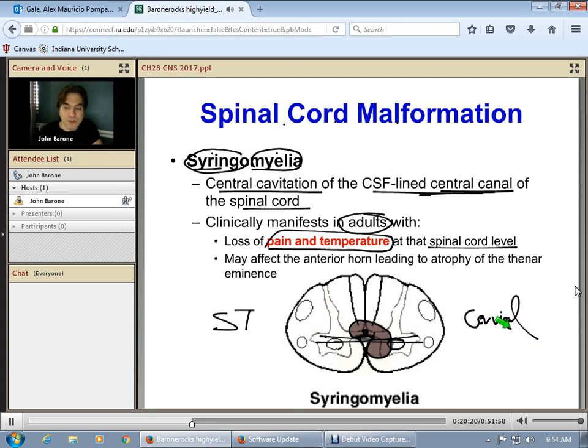So where do you lose pain and temperature? You lose it right here. Cervical level means right here. Do you know where Batman's cape hangs off? You're all Batman fans. Where Batman's cape is, they call it a cape-like distribution of loss of pain and temperature.